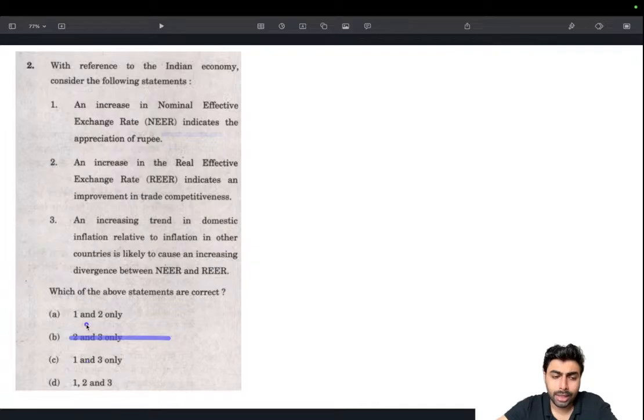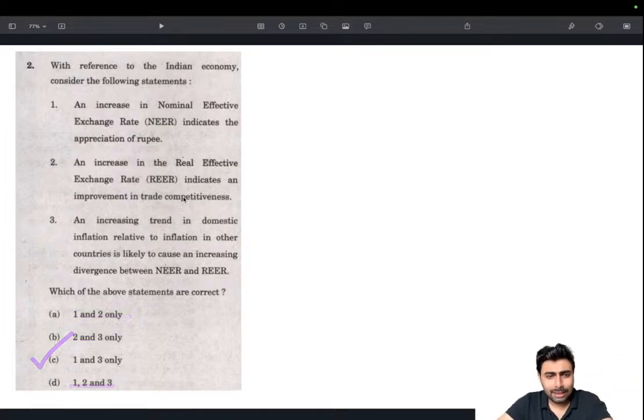So statement 1 is right, which eliminates the options that drop it. Eliminating statement 2 will give you the answer right away. That in itself is the answer. So it's C. You don't have to look any further. The statement that real effective exchange rate indicates improvement in trade competitiveness: no, it doesn't. So eliminating 2 itself gives you the answer. No need to think much about it, and that's how we arrive at the answer.